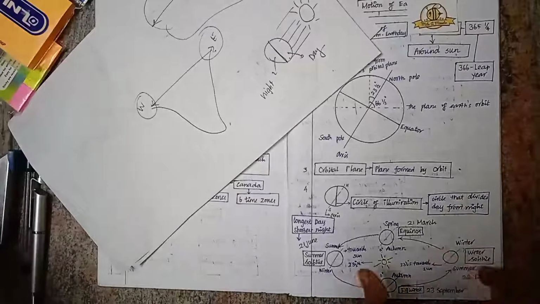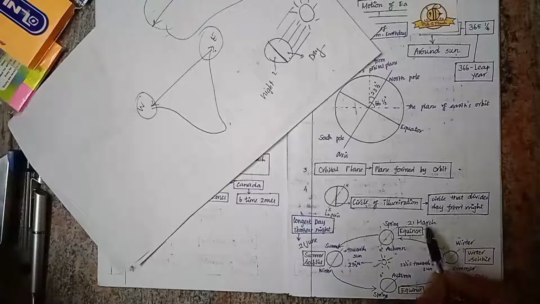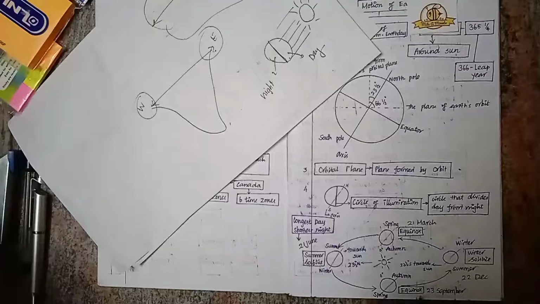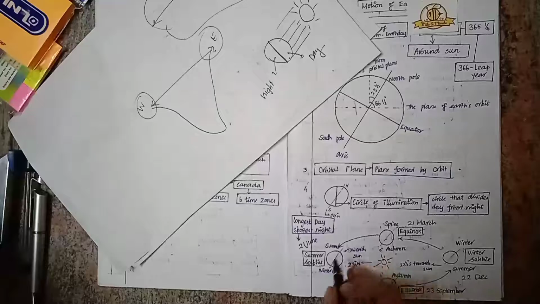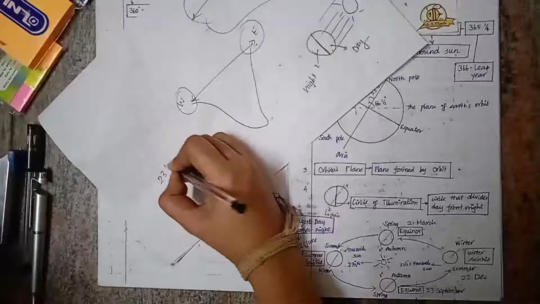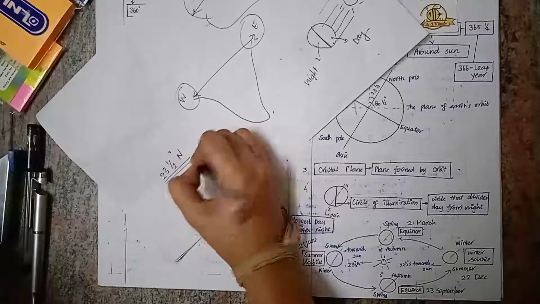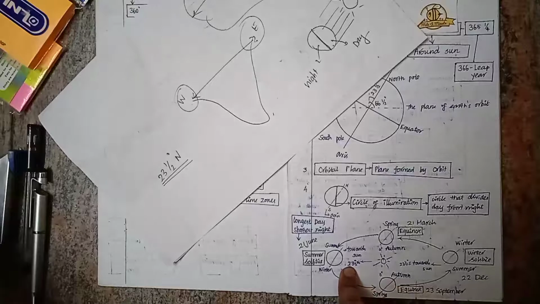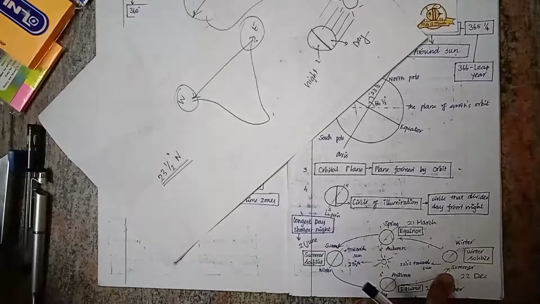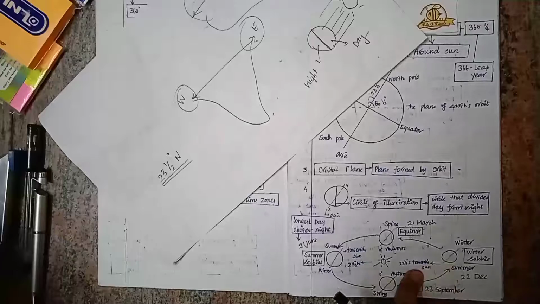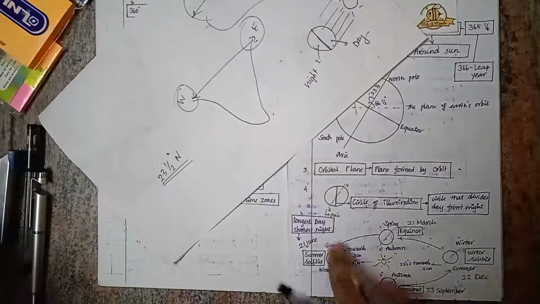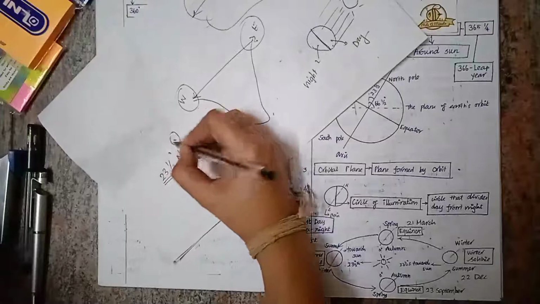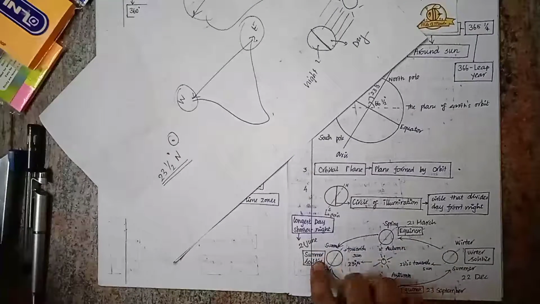And then we have another one. 21st March and 23rd September are considered as equinox, and then winter solstice and summer solstice. So in summer solstice, 23.5 north will be towards the sun, which means 23.5 north, the Tropic of Cancer, will be towards the sun. And here 23.5 south will be away from the sun. So in summer solstice, the North Pole is nearer to the sun.